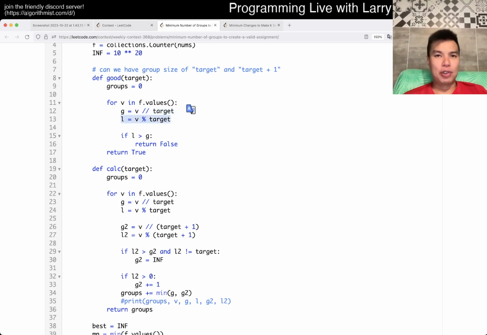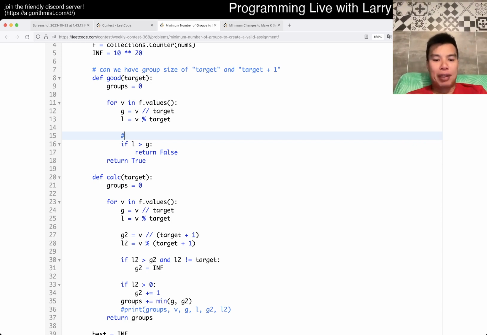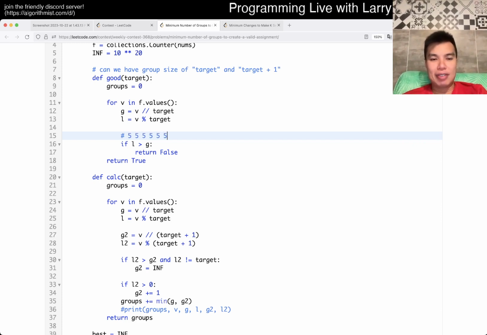There are two ways you can think about the leftovers, and it's the way that I did it. First of all, it's possible if the number of leftovers is less than G. For example, you have 5 5 5 5 5, and then the leftovers is going to be say 4. Then you just distribute the 4 into 6, 6, 6, 6, 4 of these.